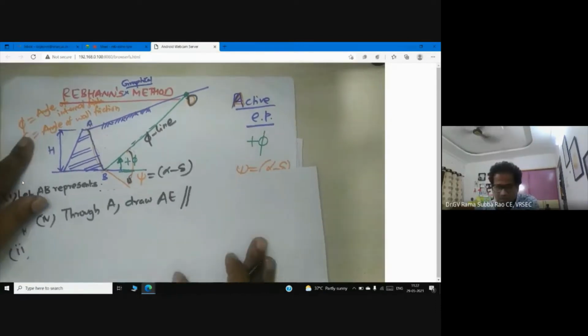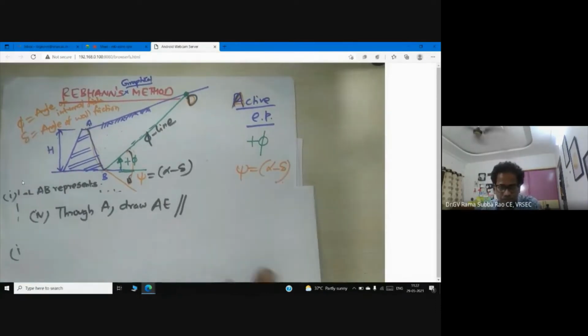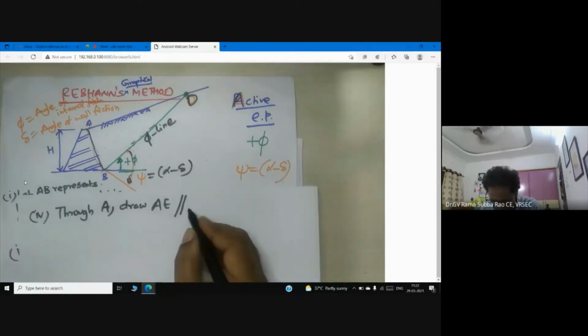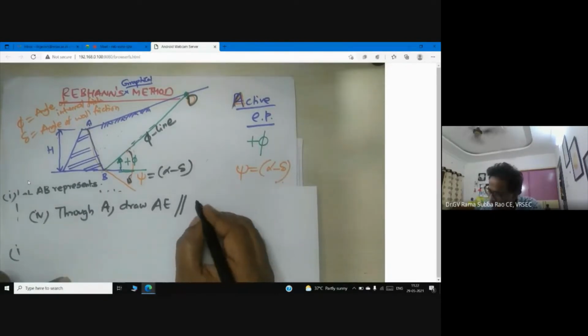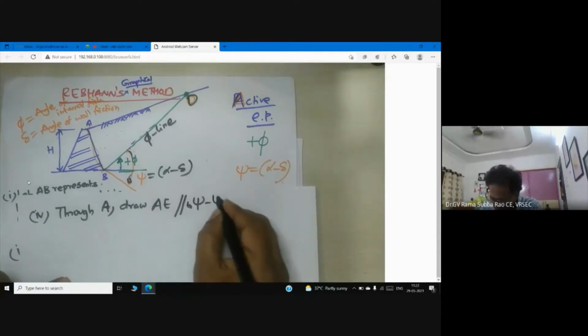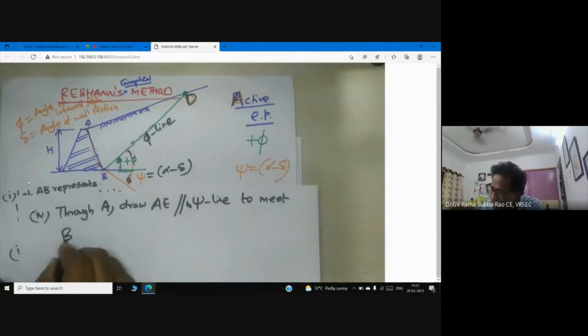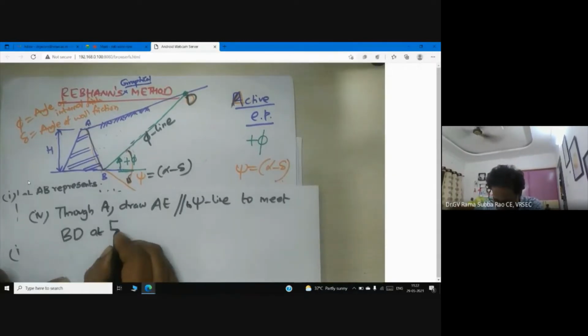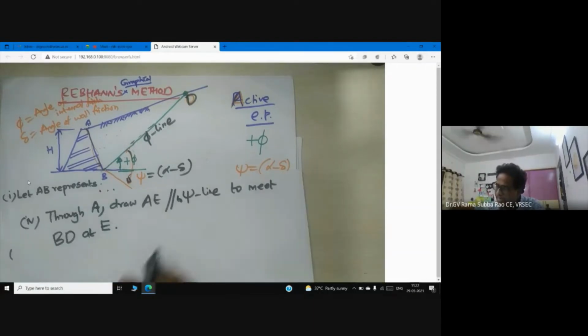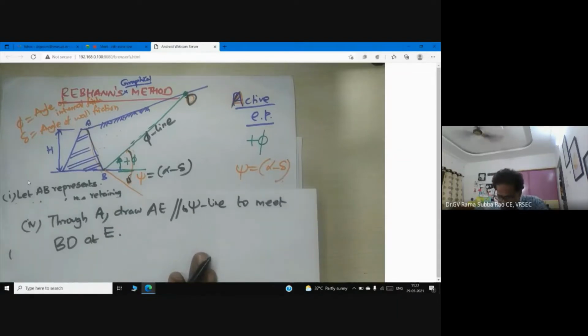Okay, so let me adjust the sheet. Through A, draw AE parallel to psi line to meet BD at E. So now I am drawing a line parallel to psi line to meet BD at E. Now it's very important to know. So I'm going to draw a line parallel to psi line, okay, to meet BD at E.